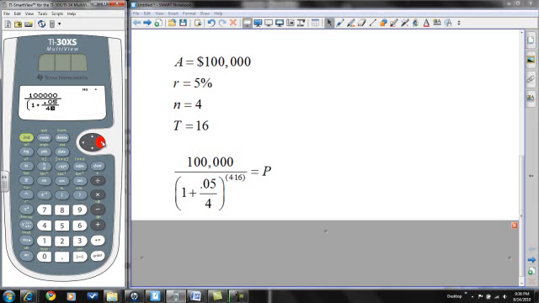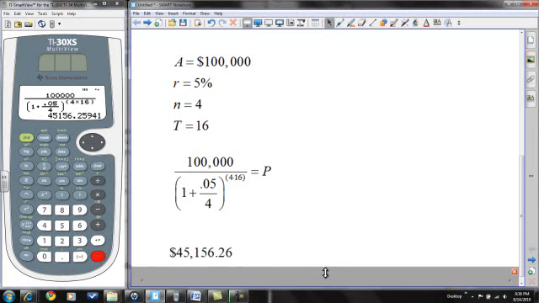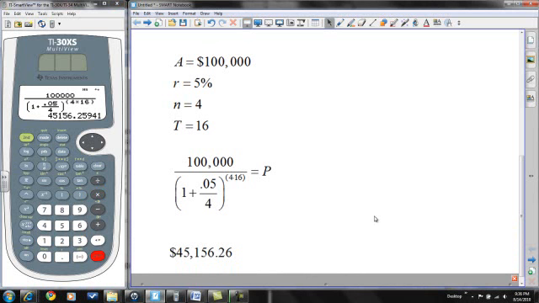I need to arrow to the right to get out of the denominator, parenthesis, I need to hit the caret or power button to put in my exponents, so it's parenthesis 4 times 16, close the parenthesis, enter. In order to have $100,000, I would need to invest $45,156.26 today.